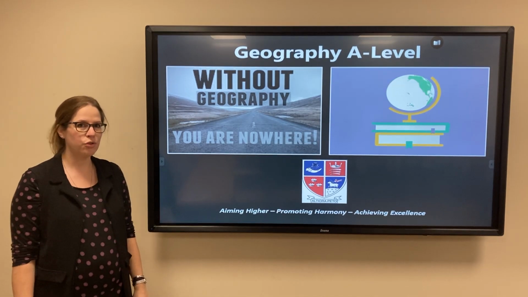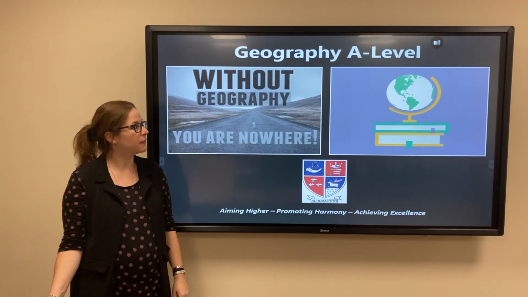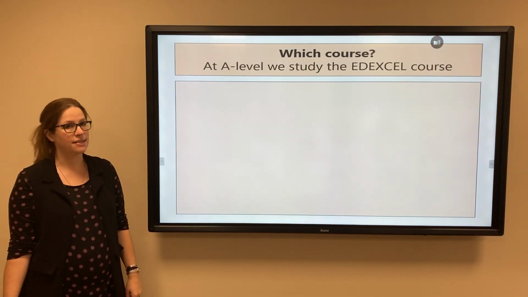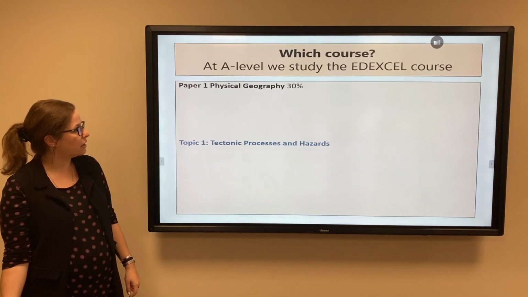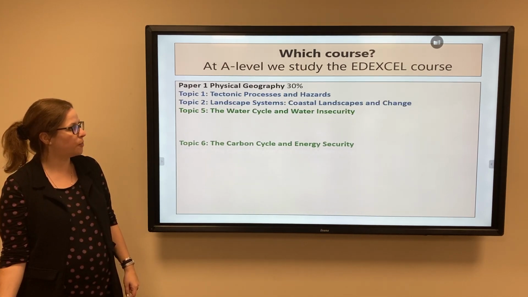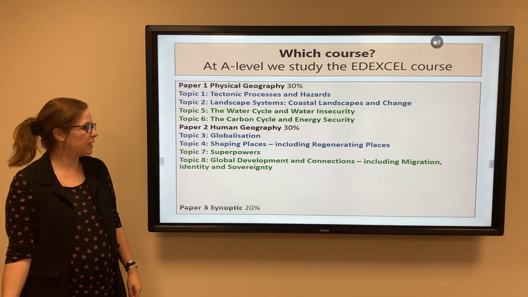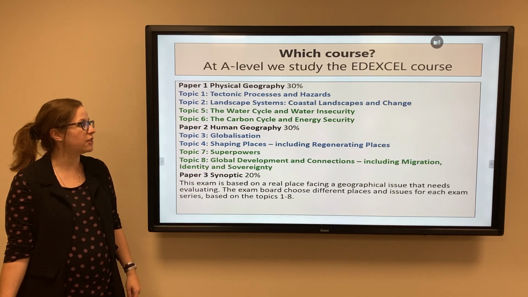Hi, I'm here to talk to you about geography as an A-level option. In terms of the course, we choose to do the Pearson course for Edexcel. As you can see, I've colour coordinated the different topics that we cover. Blue topics are topics we cover in Year 12, and green topics are topics we cover in Year 13.